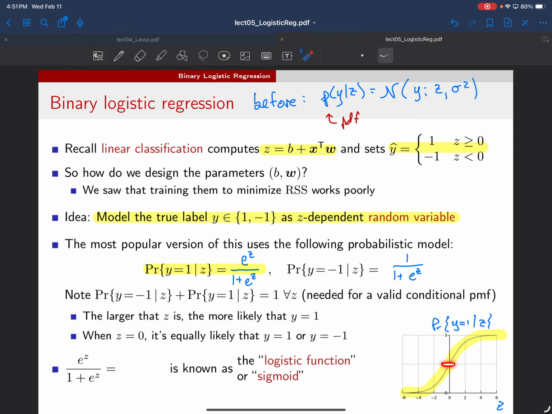With probability 1/2, it could be 1. With probability 1/2, it could be minus 1. That's really my point of most uncertainty. Okay, so this is the probabilistic model that is the default or most popular thing used for binary classification, especially binary linear classification. Is that kind of making sense at a high level?